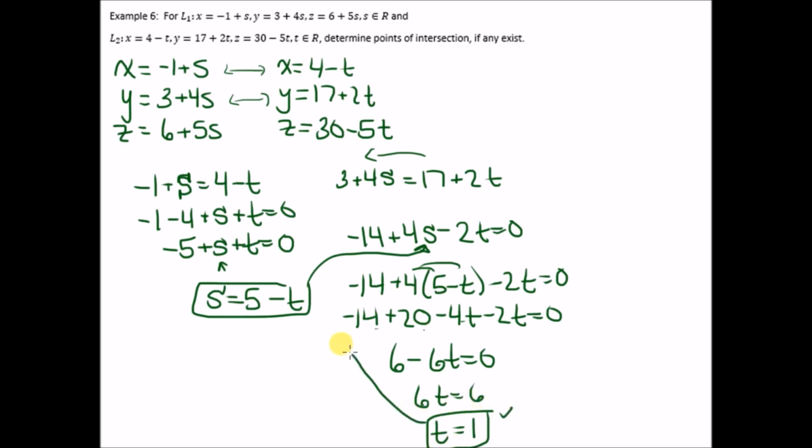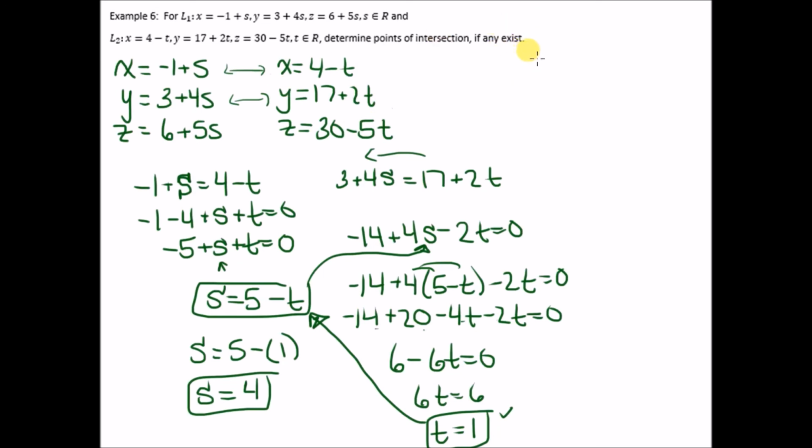So that's one parameter. And then we have already isolated for s. So go ahead and substitute the t into this equation for s. And I get s equals 4. Okay, so we have s equals 4, t equals 1. So what we're going to do now is substitute the s and the t back into both of these sets of parametric equations, and we're going to see if we get the same points for both.